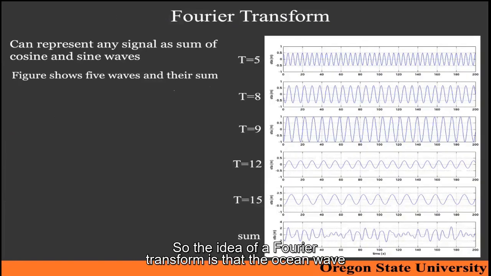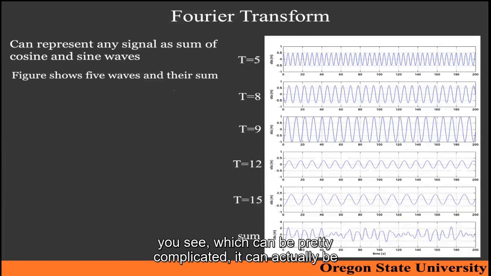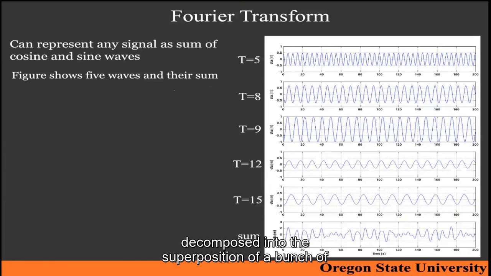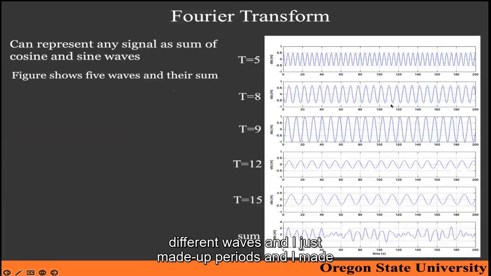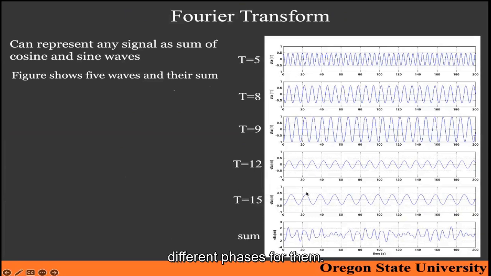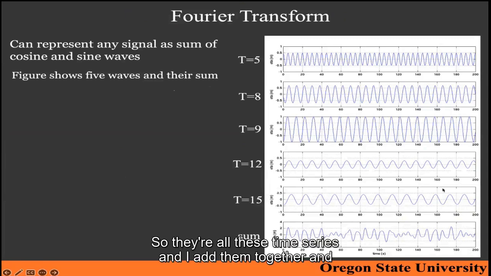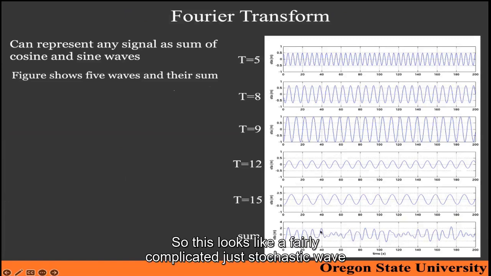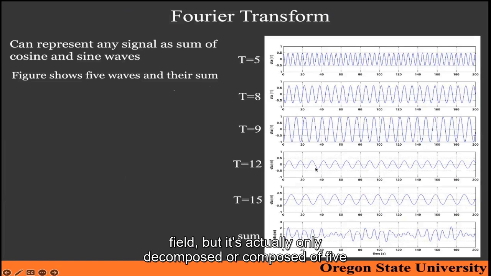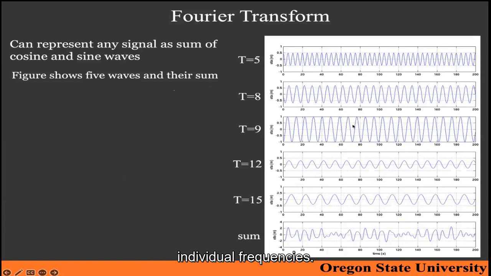I'm going to go through just some of the basics of Fourier transforms just to show what I mean. The idea of a Fourier transform is that the ocean wave you see, which can be pretty complicated, can actually be decomposed into the superposition of a bunch of individual pure sine waves. I've done it in the forward method here, where I've taken 5 different waves and made up periods and different phases for them. There are all these time series and I add them together, and that's the superposition. So this looks like a fairly complicated stochastic wave field, but it's actually composed of only 5 individual frequencies.